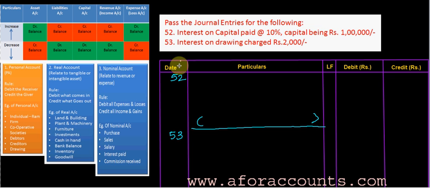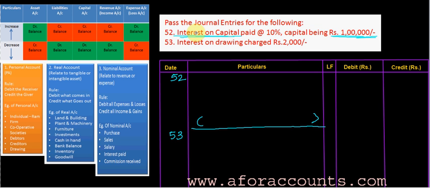Coming to entry number 52, interest on capital paid at the rate 10%, capital being rupees 1 lakh. My first question to you is, why do you need to pay interest on capital? See, the proprietor, that is the owner of the business, brings some capital into your business so that the business can function. Had he put his capital somewhere else, he would have generated money from there. Had he put it in a bank account, he would have earned interest from there.